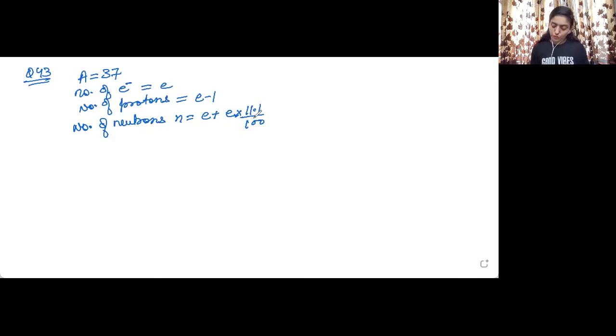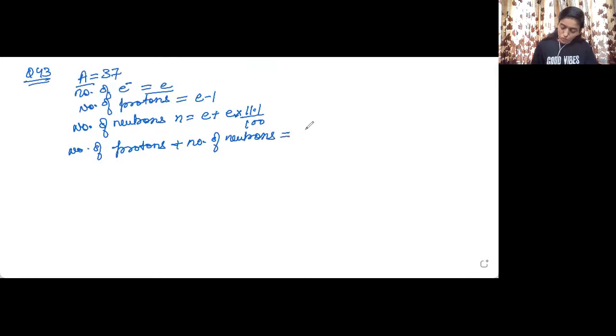So this is the number of neutrons which are present inside the atom. We need to find out the symbol of the ion. Okay, so let us now see how we can find it out. Number of protons plus number of neutrons is equal to A, which is 37. Now number of protons is E minus 1, plus number of neutrons is E plus E multiplied by 11.1 upon 100. It is equal to 37.